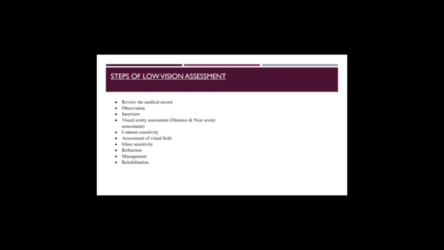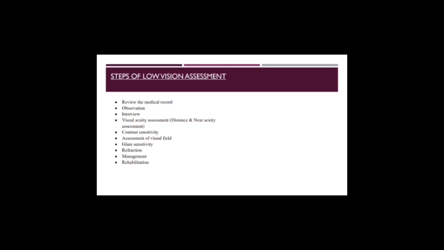Let's start with the steps of low vision assessment. First, we'll review the medical record thoroughly. Then we'll do the observation. Then we'll go for the interview. The interview will be based on the low vision form that is filled out by the patient. Then the visual acuity assessment.